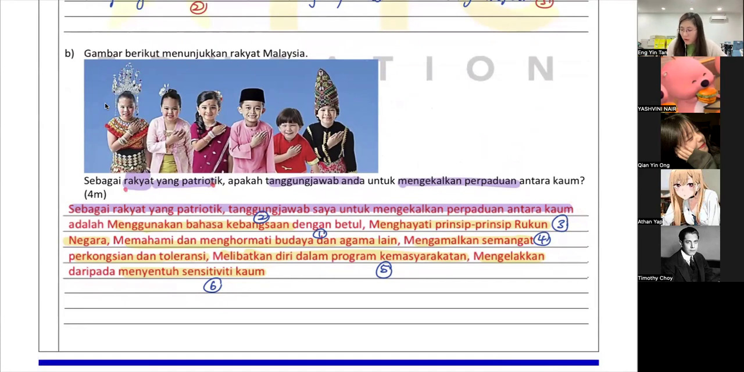Sebagai rakyat yang patriotik, tanggungjawab saya untuk mengekalkan perpaduan antara kaum adalah, use the same language. I put number 1 over here because just now the afternoon session they gave me this answer. They say respect each other's cultures and religion. Memahami dan menghormati budaya dan agama. Number 2, use the same language, national language. Number 3, following the rules, the Rukun Negara. Number 4, involved in all these program kemasyarakatan. Number 5, semangat perkongsian dan toleransi, applying all this semangat. Number 6, try to avoid sensitivity kaum. Do not mention all those sensitive issues. Mengelakkan menyentuh, do not touch all those sensitive issues lah. Sensitiviti kaum. Boleh faham? Dekat sini.